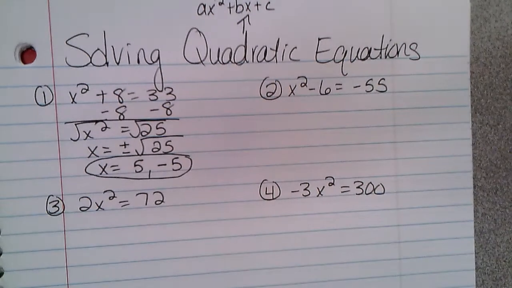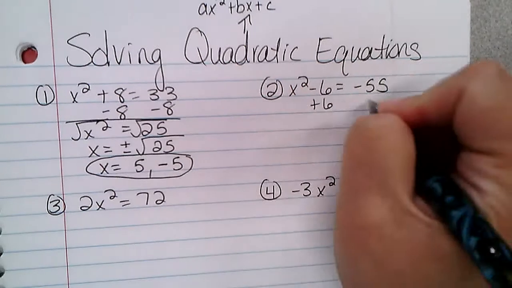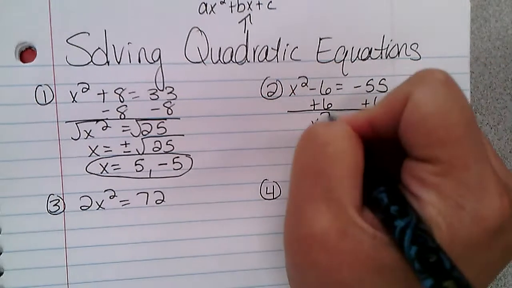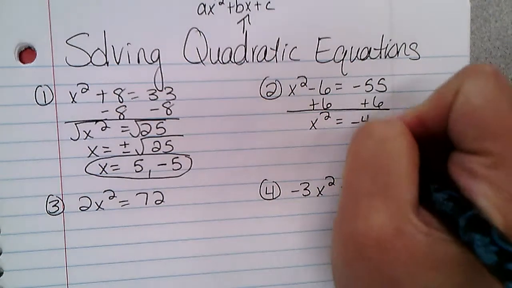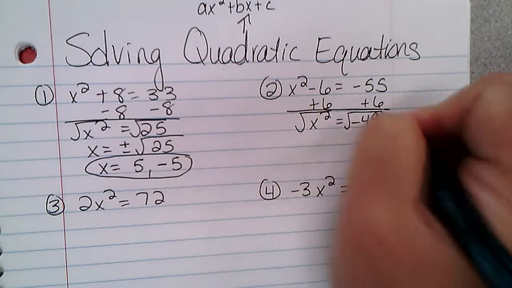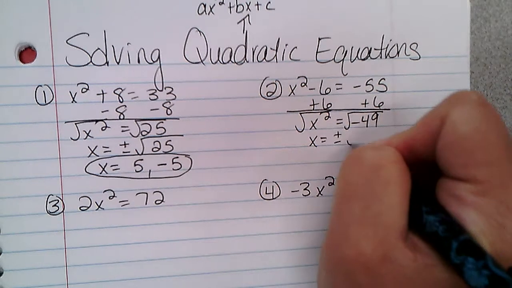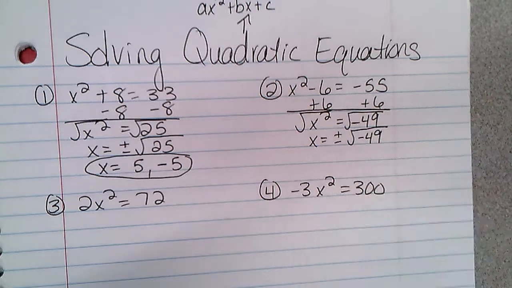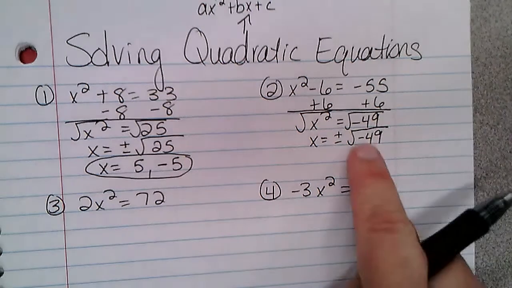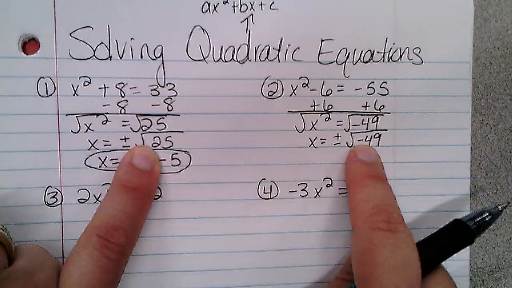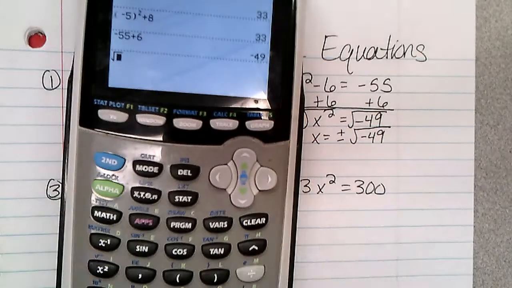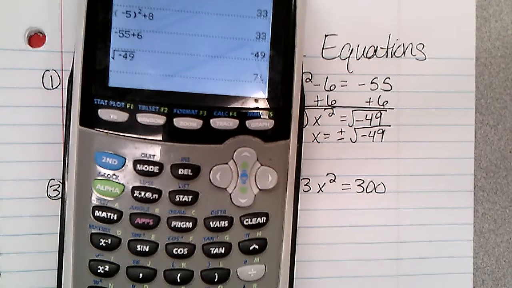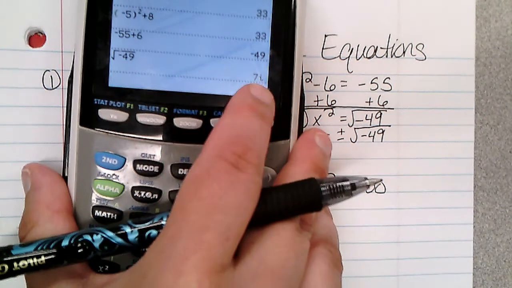Now let's talk about where complex numbers come into play. So if I add 6 to both sides, negative 55 plus 6 is negative 49. But this time, when I take the square root, I'm doing the positive and the negative of the square root of negative 49. Now that negative being on the inside changes things. So that negative, if I try to type that in the calculator, we know that is not possible with a real number. So we have to use that i value.